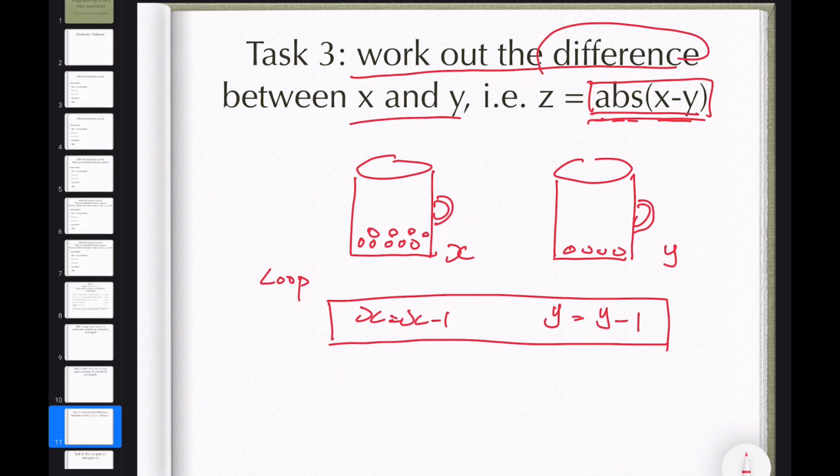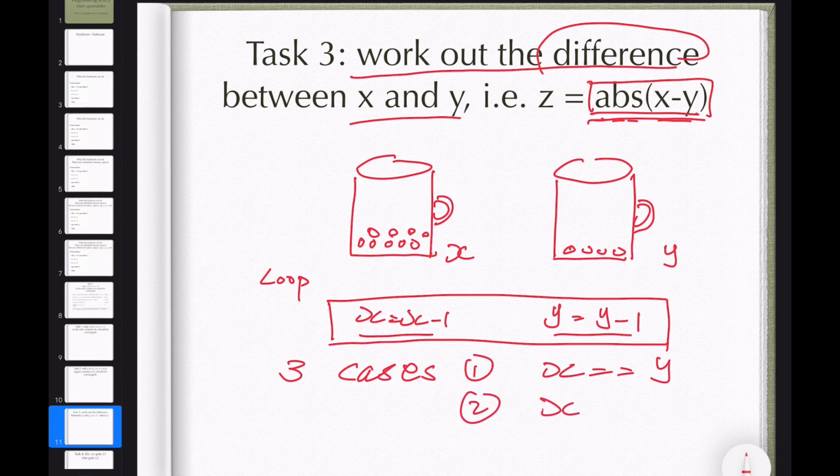You just need to implement it, to use our instruction set to create a loop, repeatedly doing this. And each time after you deduct a value, you need to check who ended up with an empty jar. There will be three cases. One is when x equals y, where the difference between them is 0. The second case is when x is greater than y, and then when x is less than y. So there are three situations you need to handle.